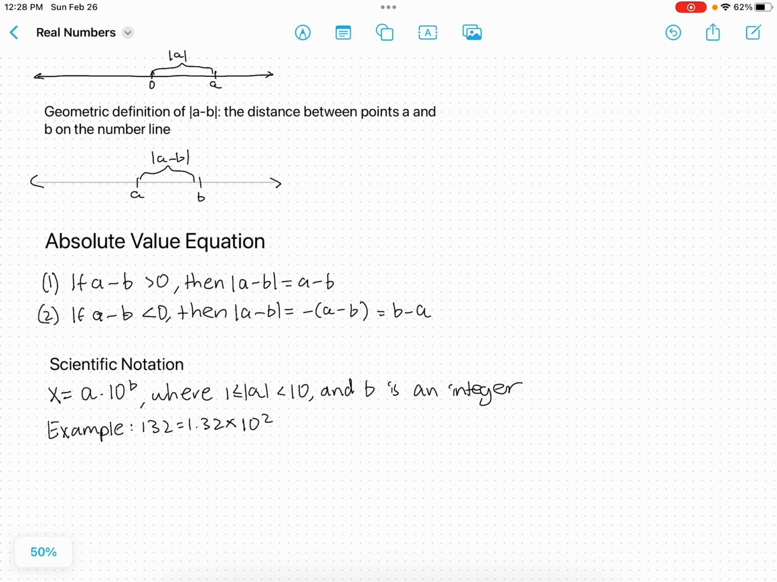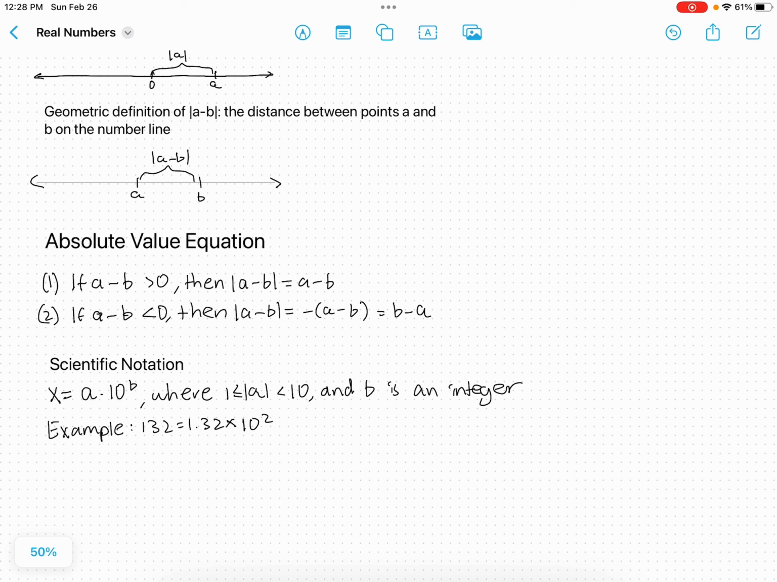Next, now that you know what an absolute value is, how do we solve absolute value equations? Well, the most fundamental and important thing when solving absolute value equations is to know that if a minus b is greater than 0, then the absolute value of a minus b equals positive a minus b. If a minus b is less than 0, then the absolute value of a minus b equals negative parentheses a minus b, which equals b minus a.